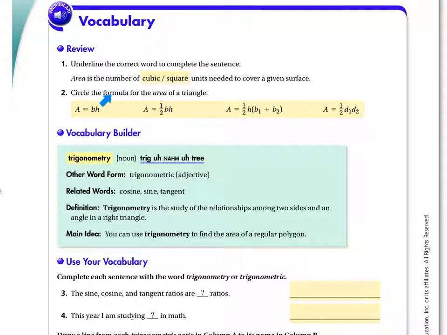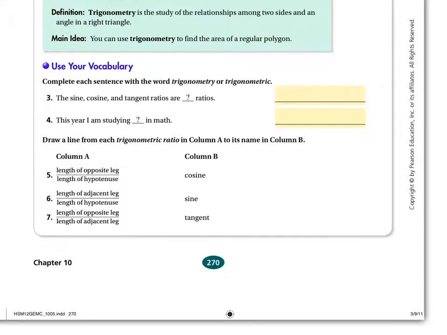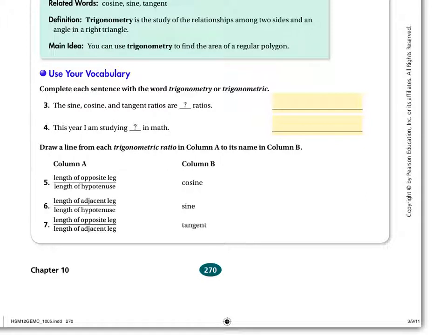Question 1, area is the number of cubic or square units needed? Square units. Then circle the formula for the area of a triangle. Which one's the area of a triangle? First, second, third, or fourth? The second one. And then your vocabulary is just essentially trigonometry, which we're going to use. So then look at number 3. The sine, cosine, and tangent ratios are trigonometric ratios.